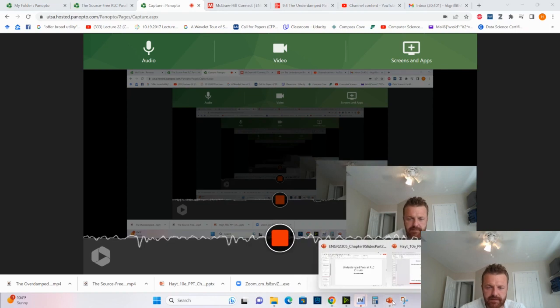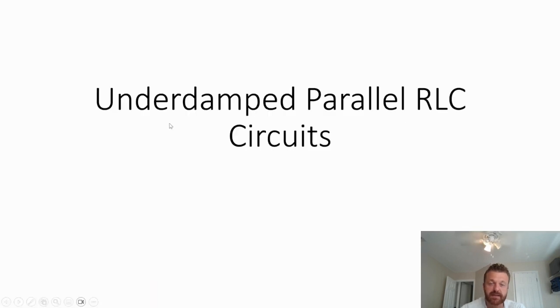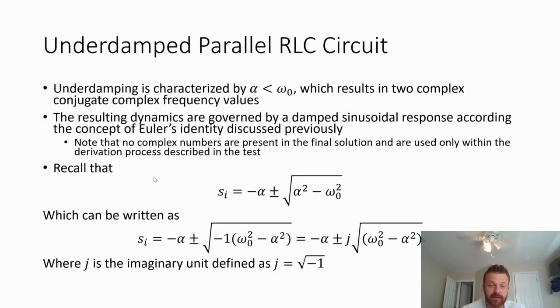So in this video, we're going to dive deeper into the response of underdamped parallel RLC circuits. And this will conclude our discussion of the parallel RLC circuit because we will have talked about the overdamped case and the critically damped case in the prior videos. So underdamping is going to occur when the actual damping factor alpha is less than the resonant frequency omega naught.